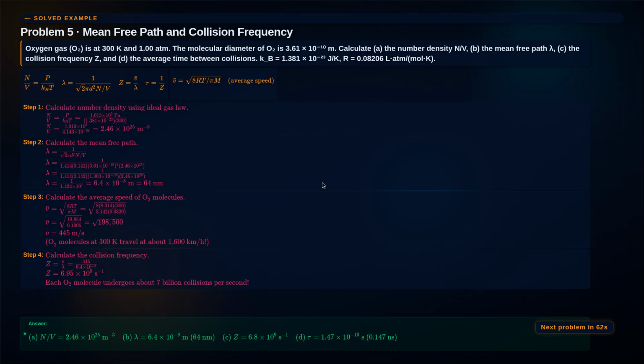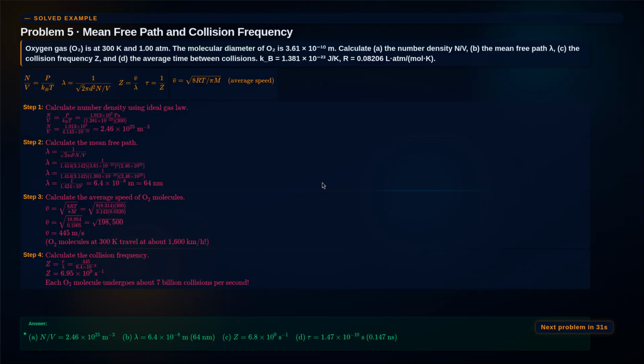Step 3. Calculate the average speed. V bar equals the square root of 8RT over pi m. The average speed is 445 meters per second. Step 4. Calculate the collision frequency. Z equals V bar over lambda, which is 6.95 times 10 to the 9 collisions per second, about 7 billion collisions per second.